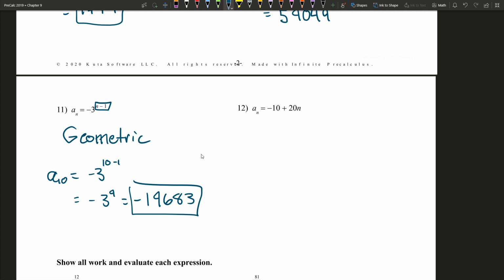Number 12, we are multiplying by n, or sorry, we're adding over and over again. We're multiplying 20 by n, which means we're adding 20 over and over again, which means that this is arithmetic. And then the 10th term is 190.